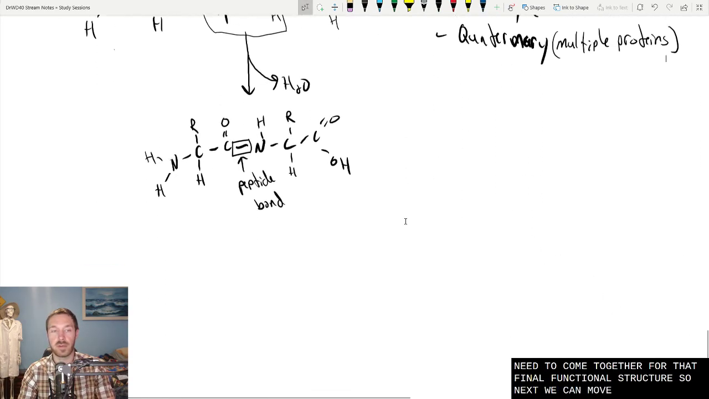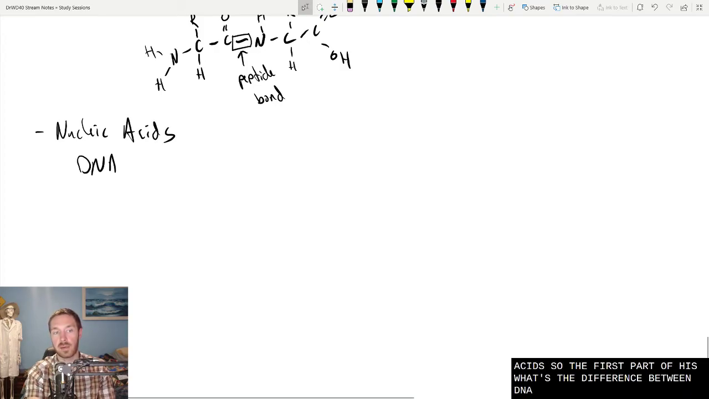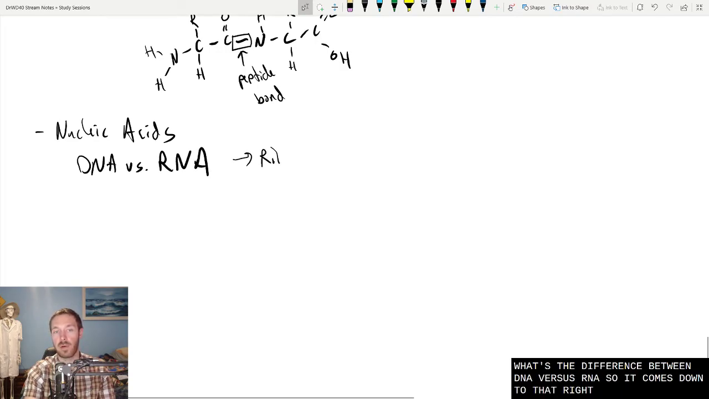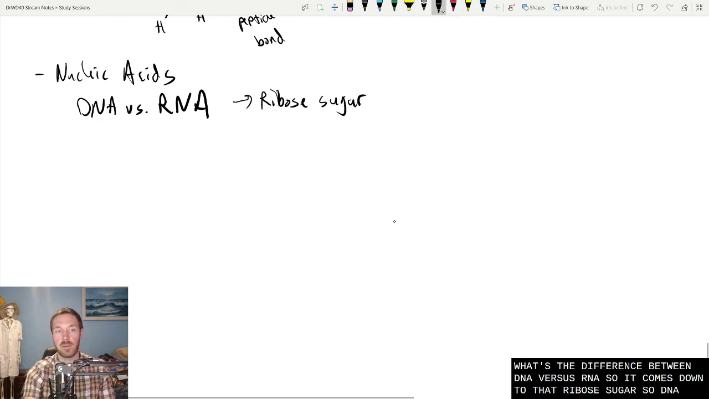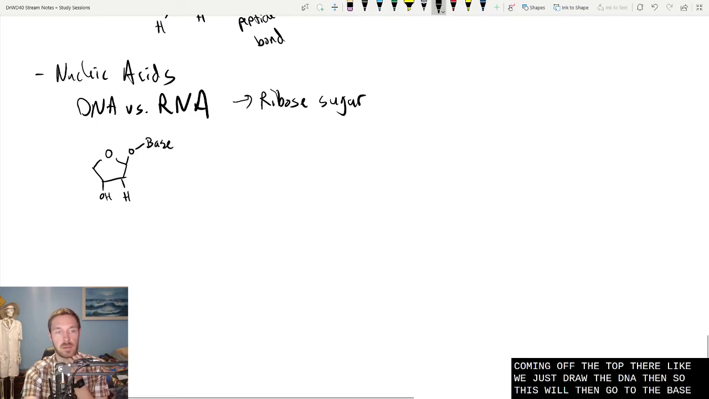So next we can move into nucleic acids. First part is, what's the difference between DNA versus RNA? It comes down to that ribose sugar. So DNA, if we just draw the sugar for each, let's see if I get this right. DNA is OH with an H here. I believe this is an OH coming off the top there. Well, we can just draw the DNA then. So this will then go to the base. Then up here, this will then go to the phosphate group.